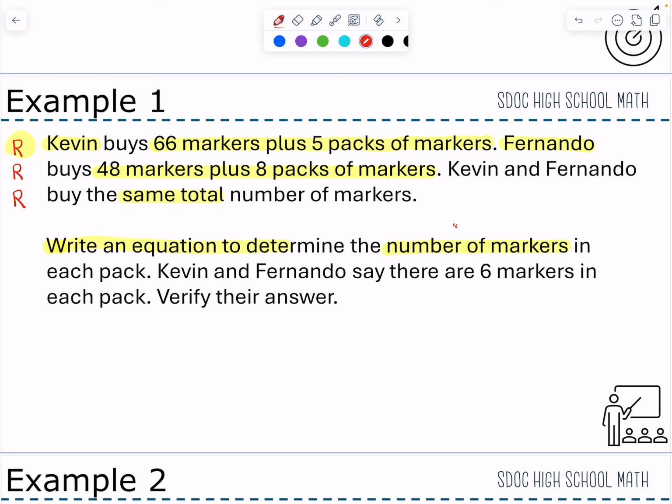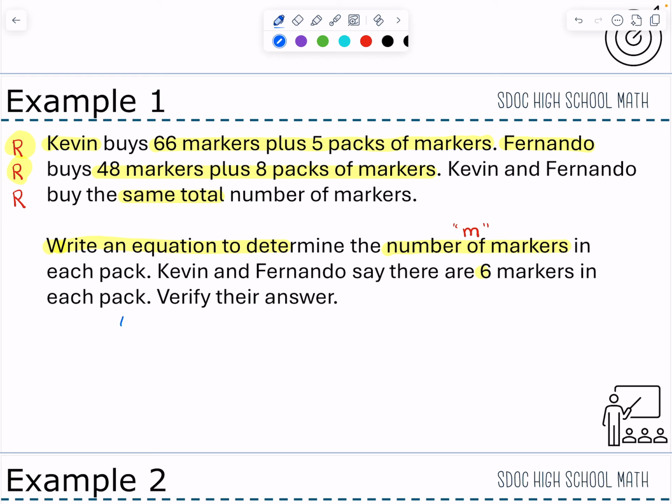So the variable I'm going to use is m. Again, you could use x, which is completely fine. Okay? In each pack, Kevin and Fernando say that there are 6 markers. So is that true? Verify their answer. All right, that was my second time reading it. Now, I'm going to go ahead and write my equation. So Fernando and Kevin have the same amount of markers, so Kevin equals Fernando.